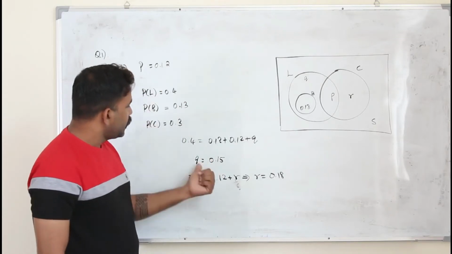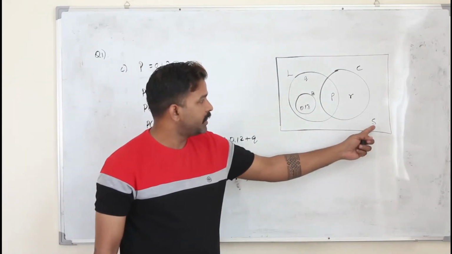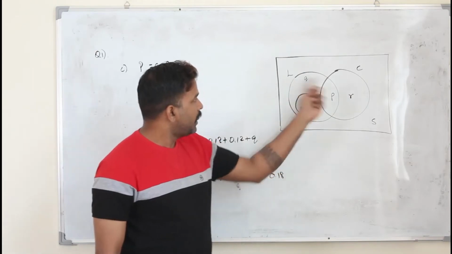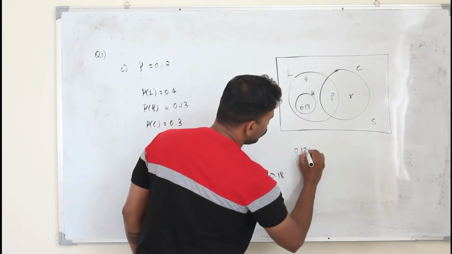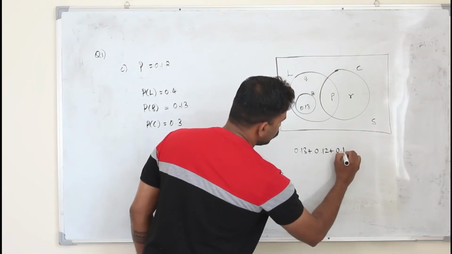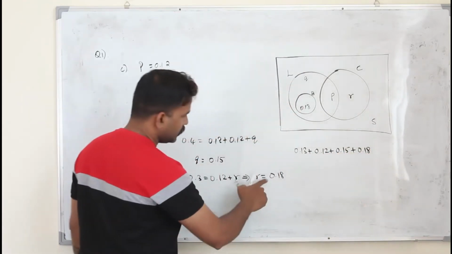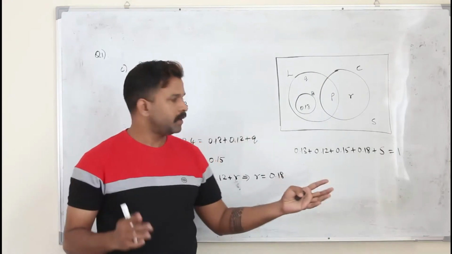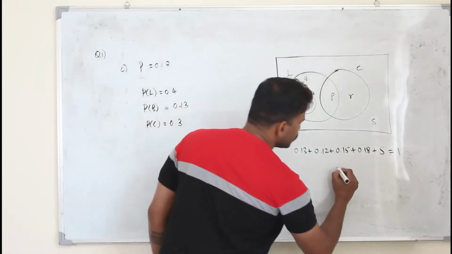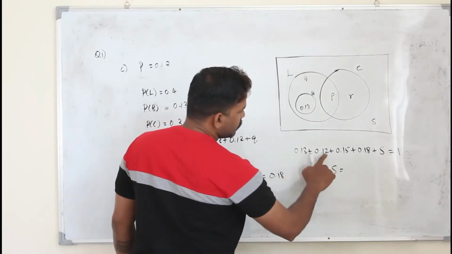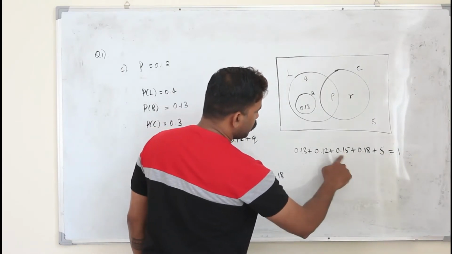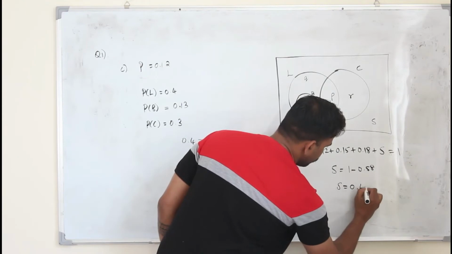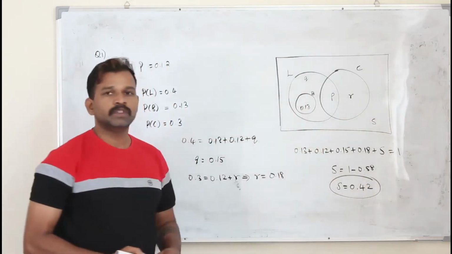So we have the value of P, Q and R. We need to find S. And we know that the sum of all probabilities adds up to 1. So add everything, which is 0.13 plus P plus Q plus R plus S equals 1. Because when you add all the probabilities, it should be equal to 1. So you can find S from here. 0.13 plus 0.12 plus 0.15 plus 0.18 is 0.58. 1 minus 0.58. S will be 0.42. So that's the value of S.